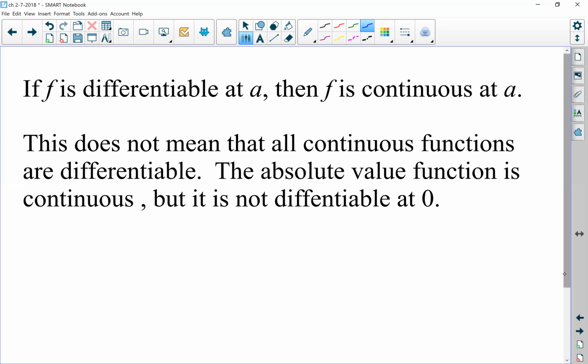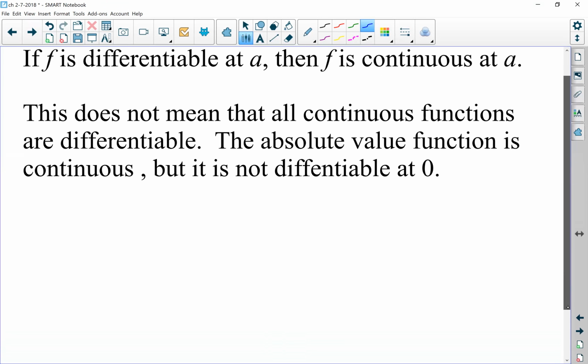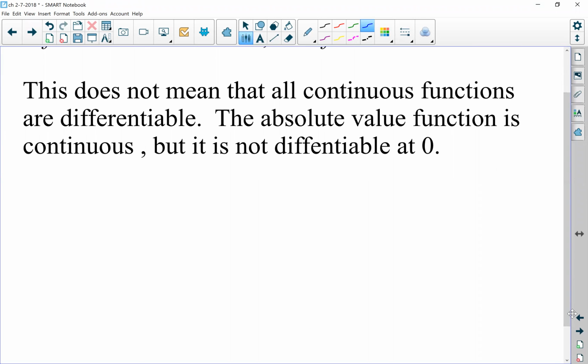One possibility to prove that is the absolute value function. The absolute value is a continuous function. It's that V shape, but it's not differentiable at 0 because the derivative, as we approach that point, the vertex from the left is going to be a negative value. As we approach it from the right, that derivative is going to be positive. And so we have the two limits not being equal. So the derivative would not exist.